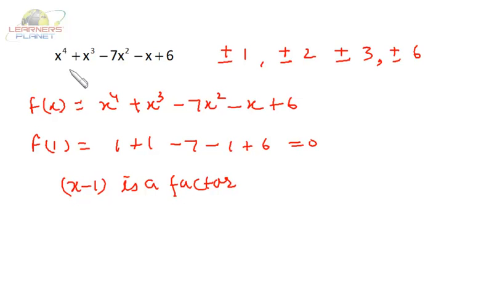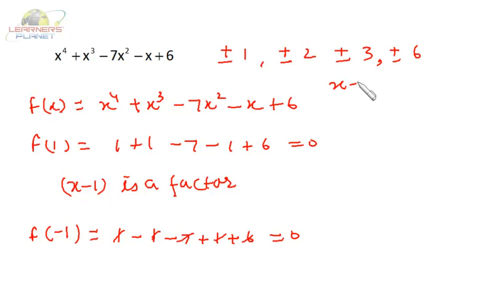Now let's put the value of x as minus 1 in this expression. So f of minus 1 is equal to 1 minus 1 minus 7 plus 1 plus 6. So it is 6, 7, 8, 8 minus 8, 0. That means if we put x equal to minus 1 in this expression, we are getting 0 as remainder. That means x plus 1 is also a factor. So I just write all the factors over here. x minus 1 is a factor, and now x plus 1 is also a factor.